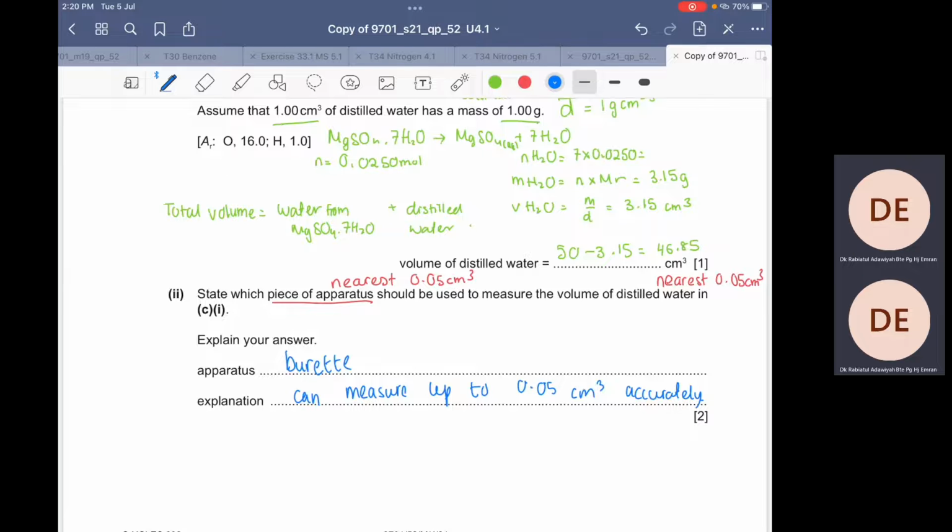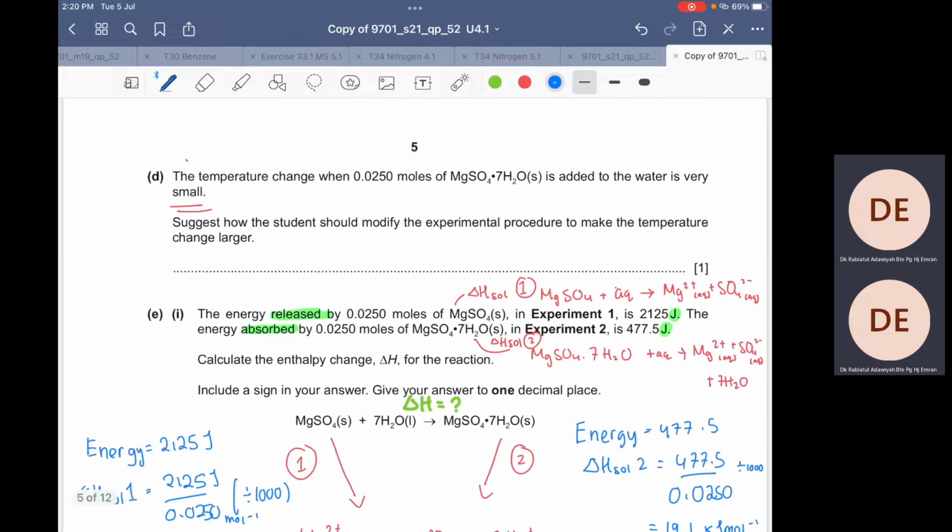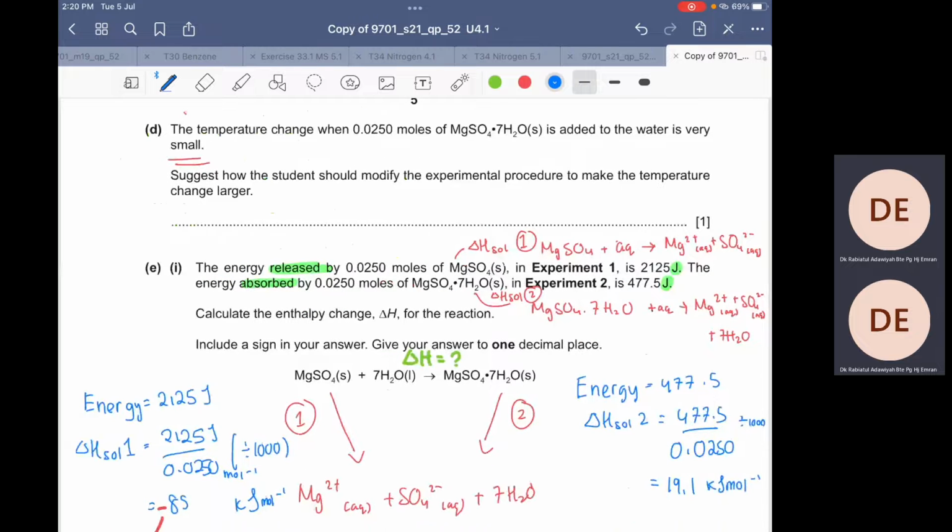Okay. Next question is the calculation. I think I know why you think it's difficult. The temperature change that is added to the water is very small. So how do we make the temperature change bigger? Well, if you want the temperature change to be bigger, you add the number of moles. Okay, so more solid to be dissolved, the temperature will also increase even further. Okay, so just add the number of moles.